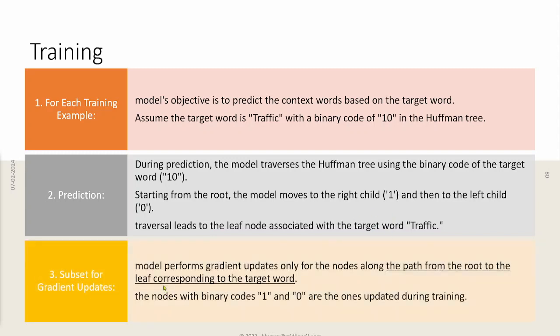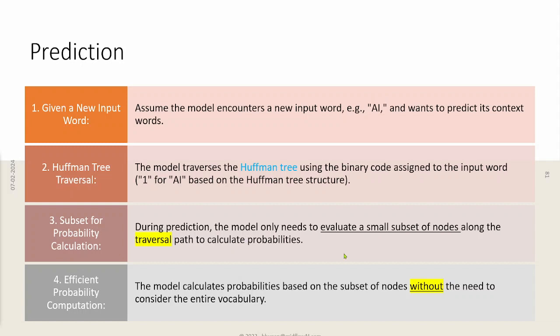Now, in the path of traversal, we gather the subset, and we perform the gradient or derivative computation only for those words. So the nodes with the binary codes 1 and 0 are the ones which are updated, not the other words. This is a significant reduction in computation time.